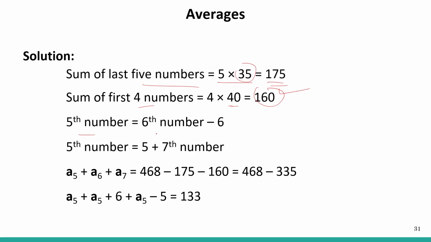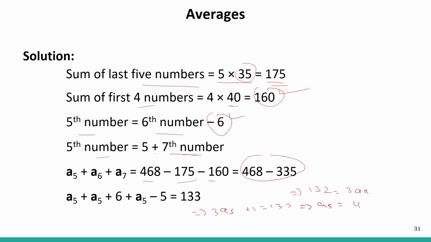So the 5th number is equal to the 6th number minus 6. That is what is given to us. And the 5th number is equal to the 7th number plus 5. So A5 plus A6 plus A7 is equal to 468 minus 175 minus 160, which is 468 minus 335. So A5 plus A5 plus 6 plus A5 minus 5 is equal to this much. So 3A5 plus 1 is equal to 133. So this implies that 132 is equal to 3A5. So this implies that A5 is equal to 44.